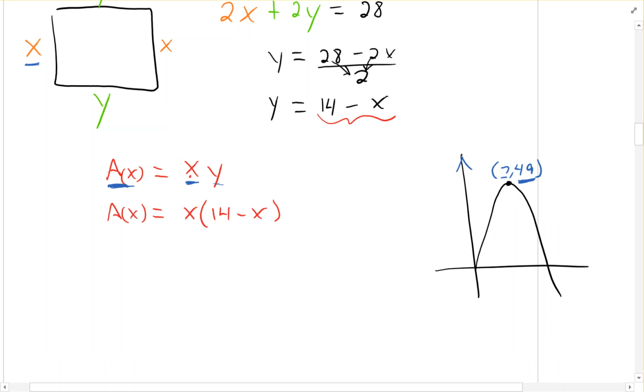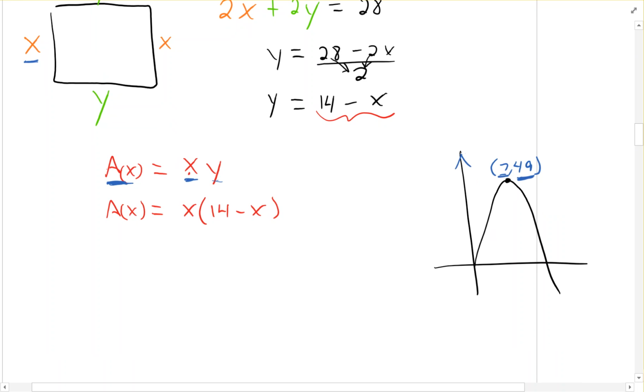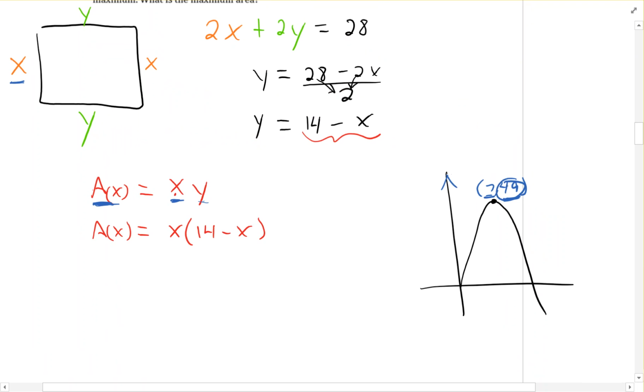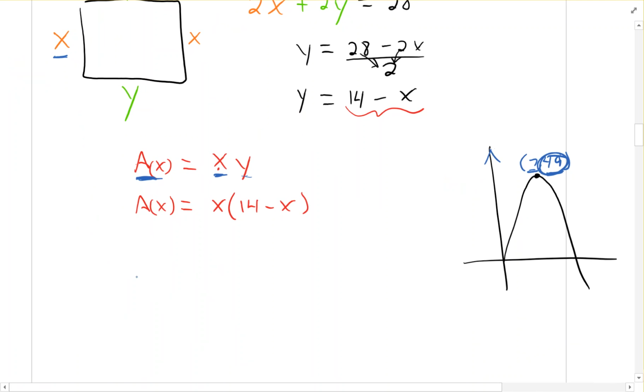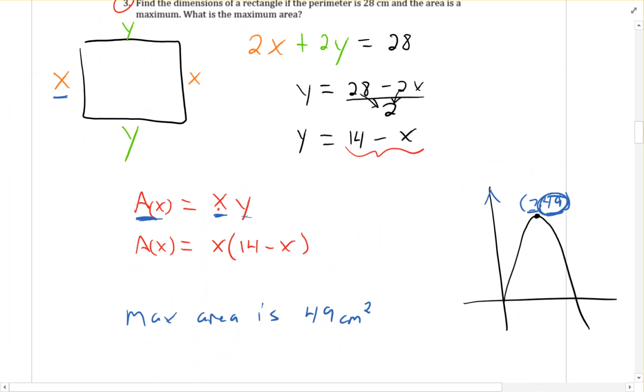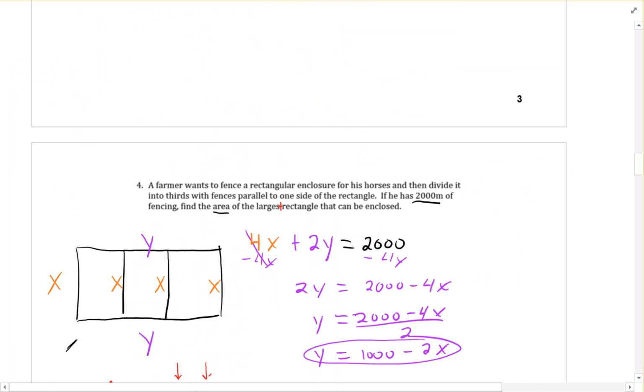Okay, so what were we looking for here? What's the maximum area? Oh, well, this one's just easy. That's the maximum function value that you're going to get. So max area is going to be 49 centimeters squared. So we were measuring in centimeters. Okay, moving on.